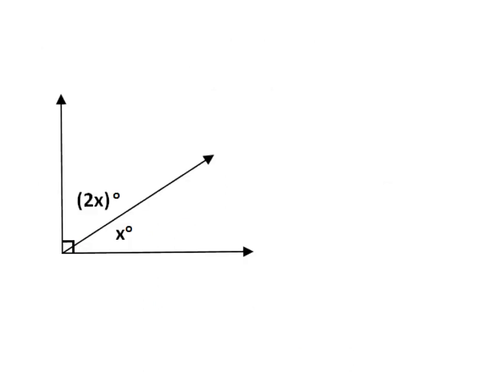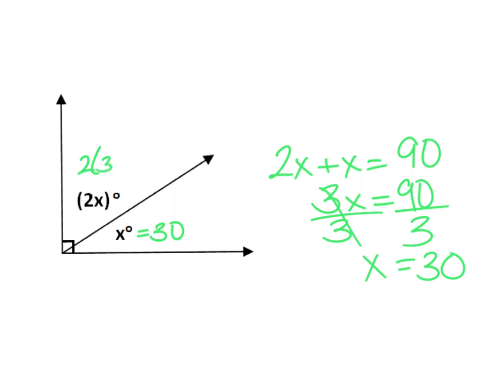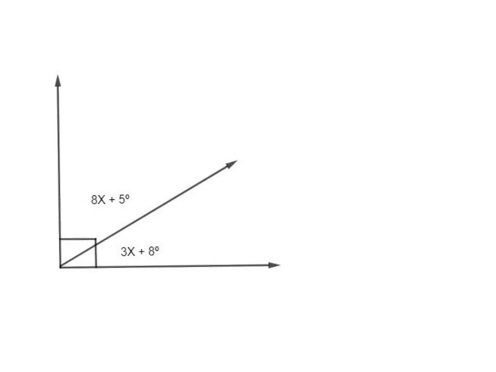All right, 2x plus x equals a complementary angle, or 90 degrees. So I'm going to put 2x plus x equals 90. I can combine these like terms. They're both x. 3x equals 90. I want to isolate that variable. So x is being multiplied by 3, so I'm going to divide it by 3. Those will cancel out, and I can see x equals 30. Again, I could check if x is 30, and then this would be 2x, or 2 times 30, that's 60. Yes, that works.